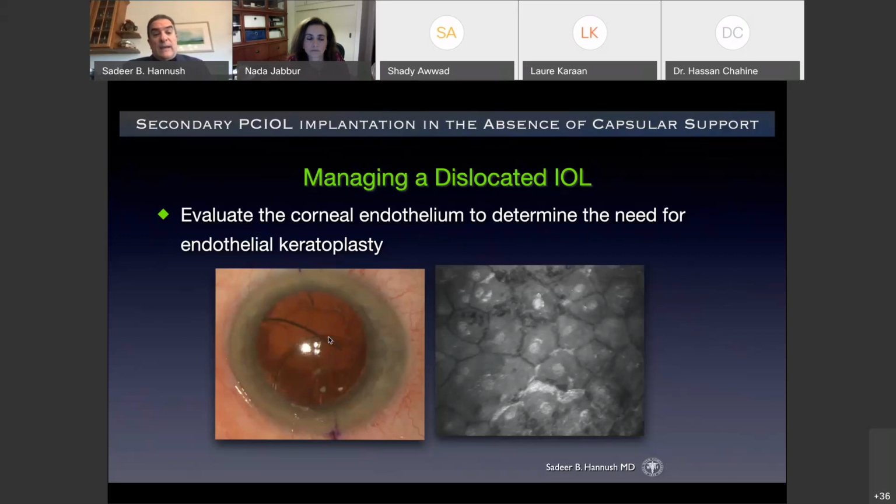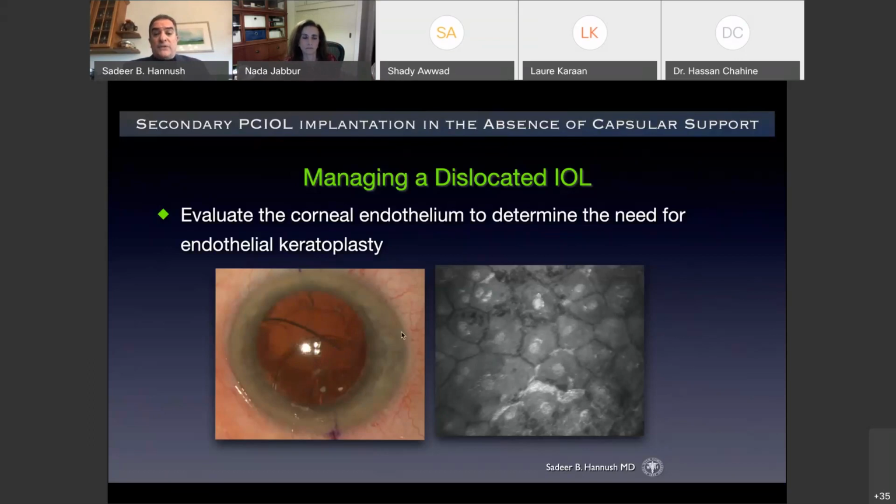Well, you may look at this and wonder, why does he see just fine? Well, he sees just fine because the visual axis is still through the edge of the optic. So from the patient's point of view, there's no problem here. This is bothering the referring ophthalmologist more than it's bothering the patient.